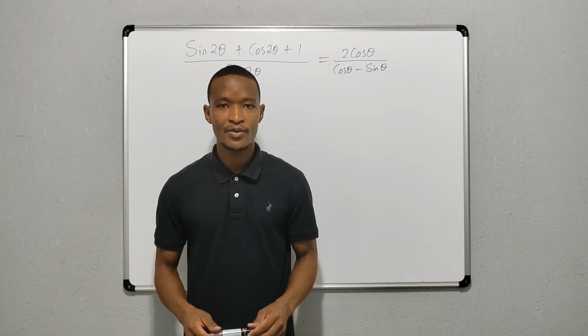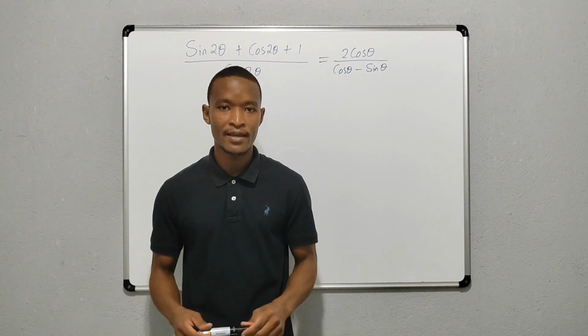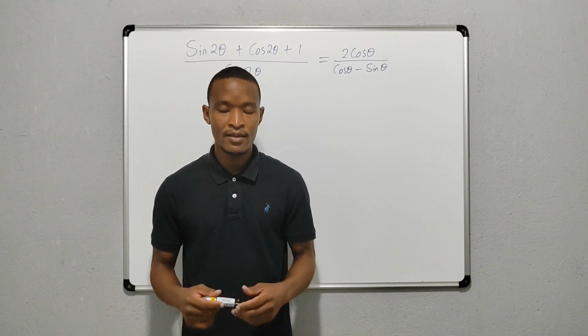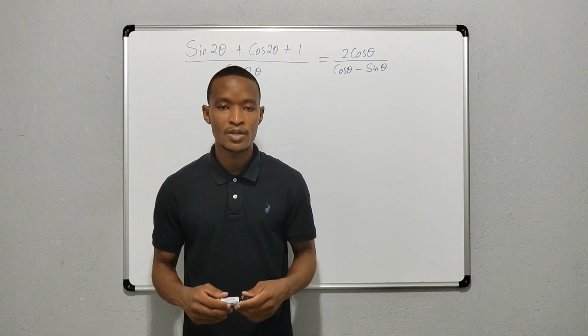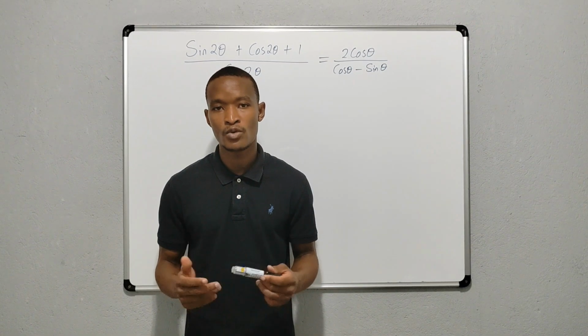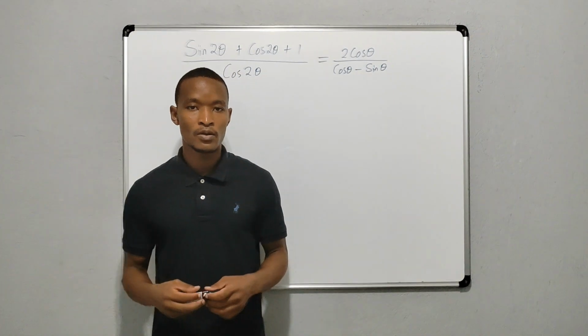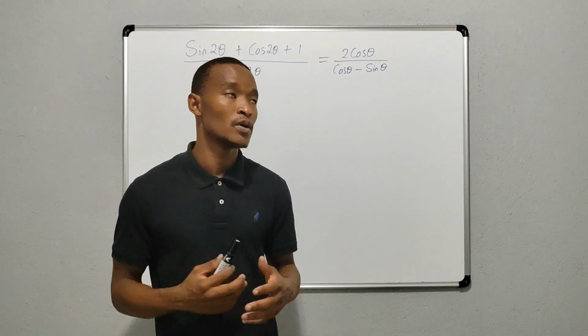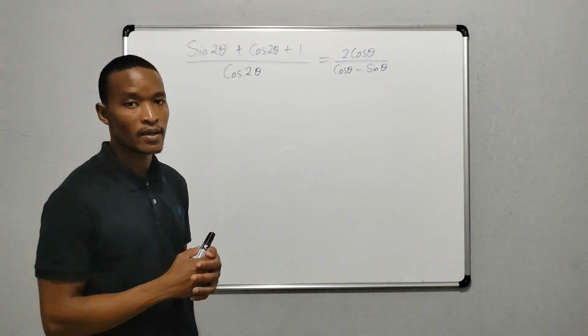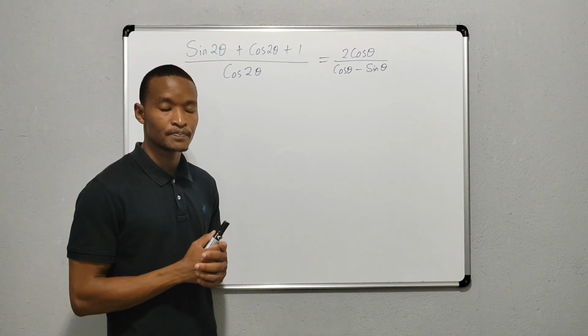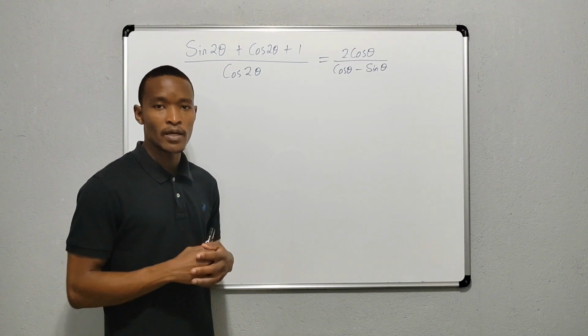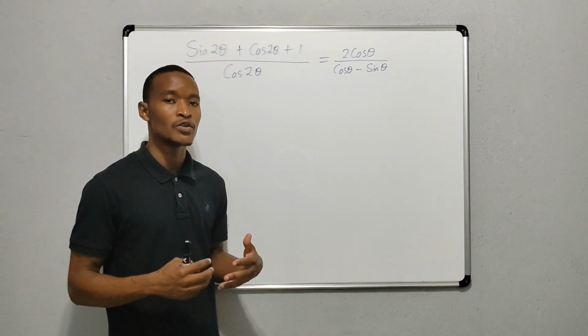All right, so we are now proving an identity, okay? The rule of thumb here is to always start on the side that has the most number of terms, so that you can do a lot with that particular side to get to the other side. How do you determine whether or not you're on the right track?